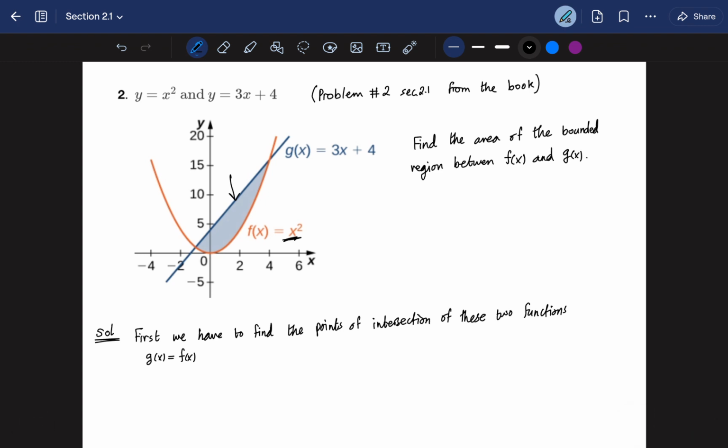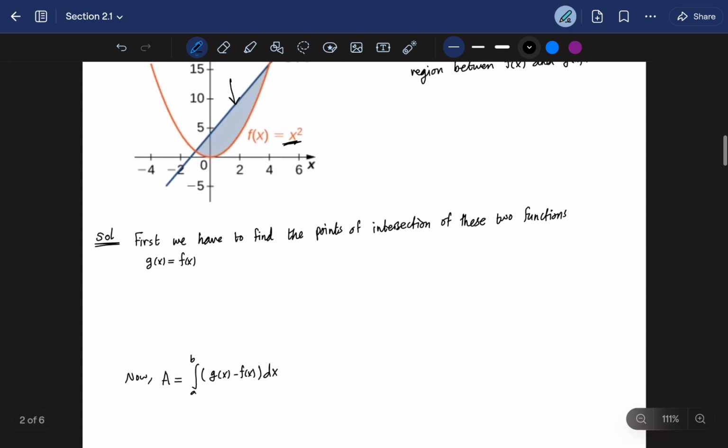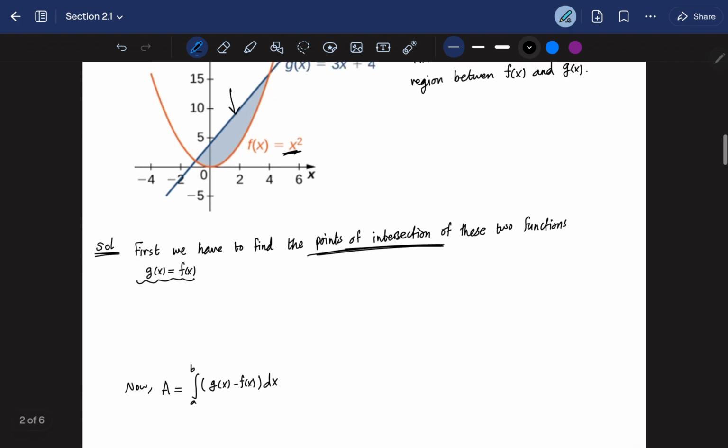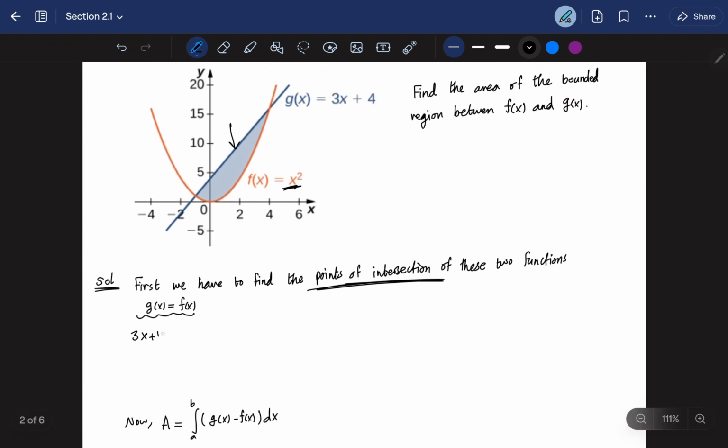So to find the area, I want to identify first the points of intersection, so I'll know which are my A and which is my B. So to find the points of intersection, you just equal the functions and solve it. So I know that g is 3x plus 4, and that should be equal to x squared. To solve it, take everything to one side. And just solve normally. So I have x to be 4 and negative 1.